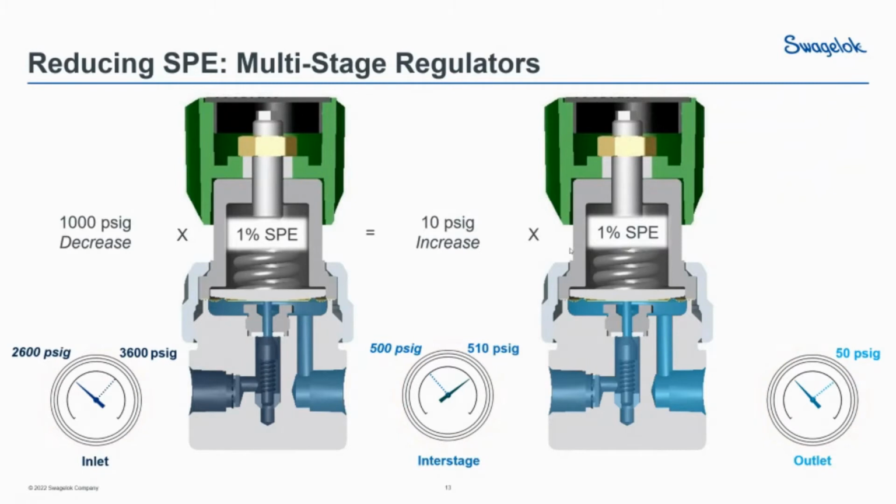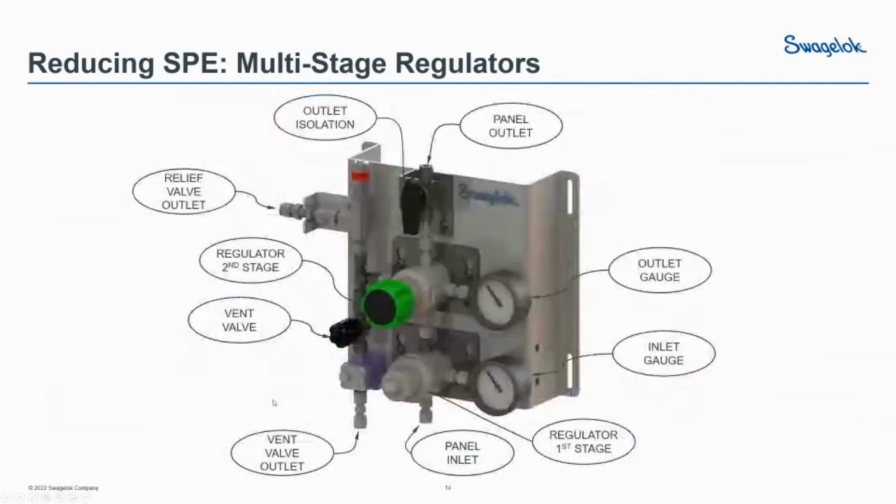Going through the second stage of regulation, we take that 10 psi increase and we factor it through this 1% supply pressure effect again. And that results in a 0.1 psi decrease. So now our outlet pressure changes from 50 to 49.9 psi as a result of our 1000 psi inlet change.